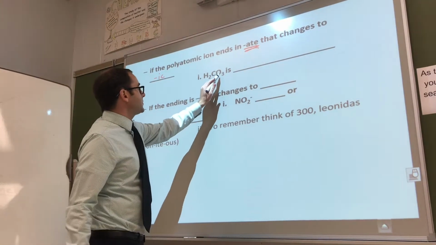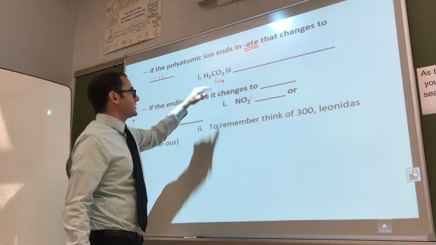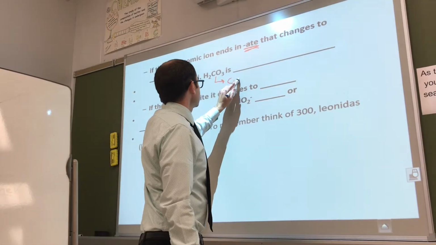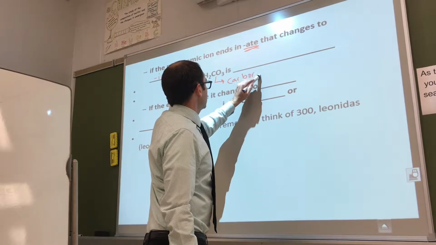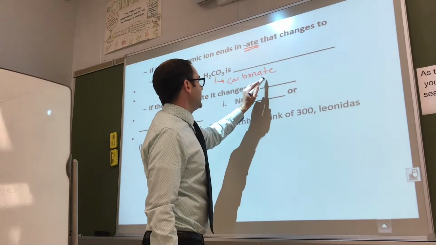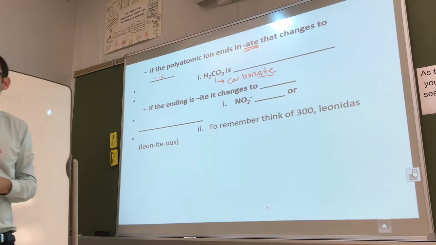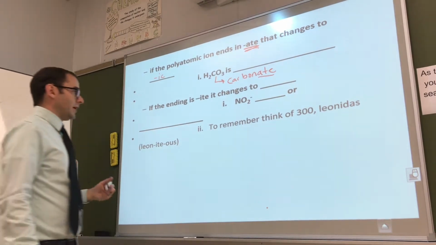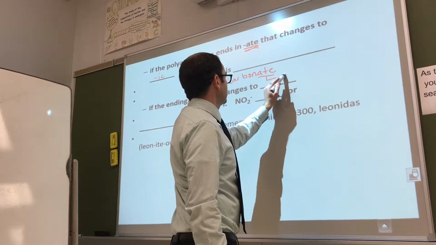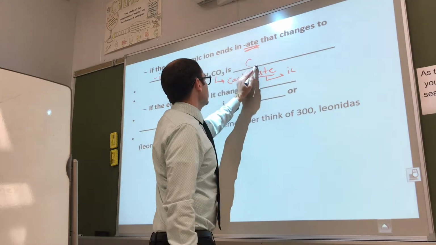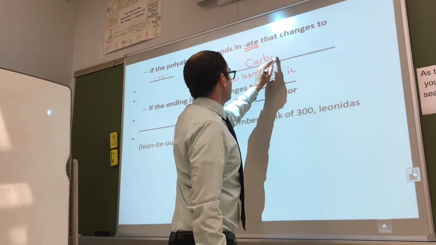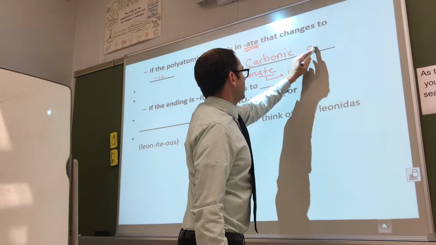What's the name of this polyatomic ion right here? What's CO3? Good. Carbonate. So what's that ATE going to change to? Right, it's going to change to ic. So it's going to be carbonic acid.